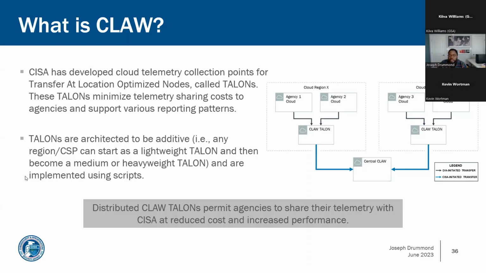CLAW, like I said earlier, is a cloud-based technology, and it's also distributed. Like the diagram shows, CLAW resides in AWS. That's where the central CLAW resides. But we have what's called a CLAW TALON, or a CLAW Transfer at Location Optimized Node. This sensor is placed in the region of the cloud service provider that an agency operates in. And so if we're collecting data from the Azure environment, we can place a CLAW TALON within that region so that when an agency transfers the data to that TALON, it's at no cost, because we're taking advantage of the no cost transfer for intra-region data transfer.